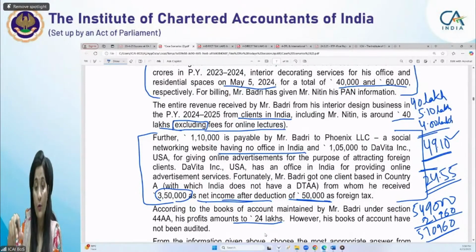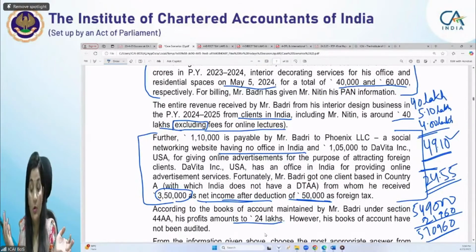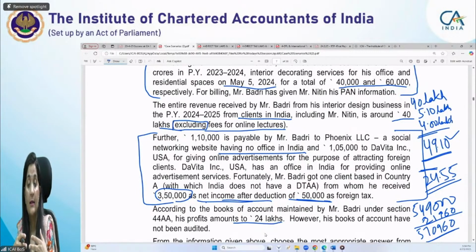See, 44 AD के बारे में nothing is given in the question. कुछ नहीं लिखा हुआ है. You have to apply your mind. You have to analyze the facts and then see that it's an interior decorator and it's within the threshold limit of 50 lakh or 75 lakh, whichever is applicable, right? Here it itself is not exceeding 50 lakh. It may be possible 75 lakh limit also you are required to verify.